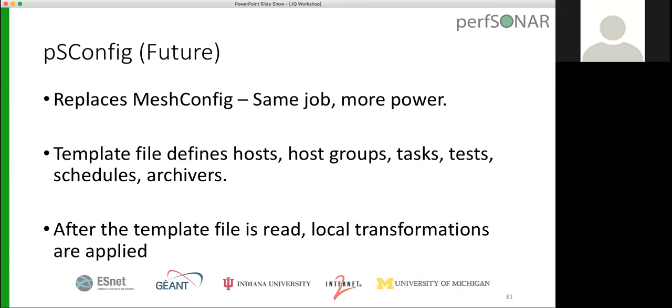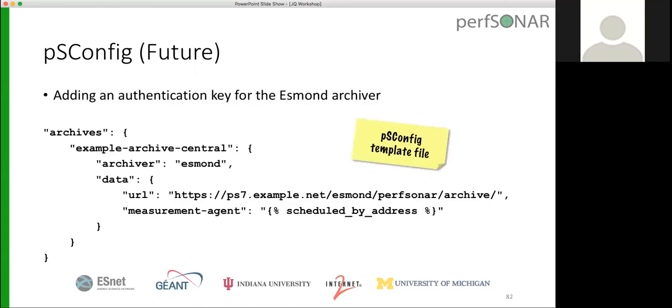One of the places that psconfig uses this, it might be the place, is that after the template file is read that has all this information in it, there's a directory that contains a whole bunch of transforms that can be applied locally. So in this case, a fairly common scenario might be the addition of an authentication key for your Esmond archiver. Let's say, for example, that every host gets a different key. You don't want to have to generate a template file that's unique to each host. It's much easier just to distribute it without the key in it and have the host install its own key.